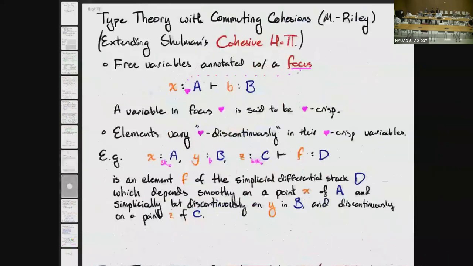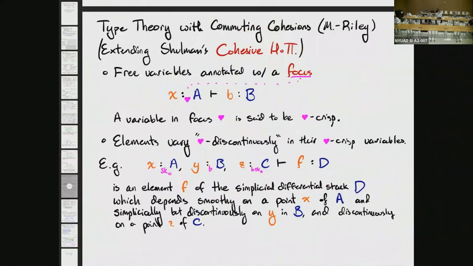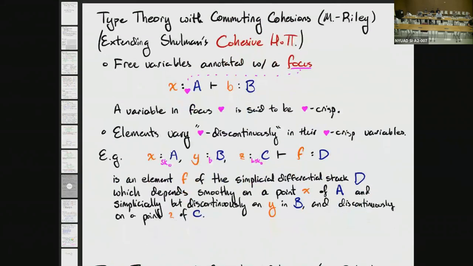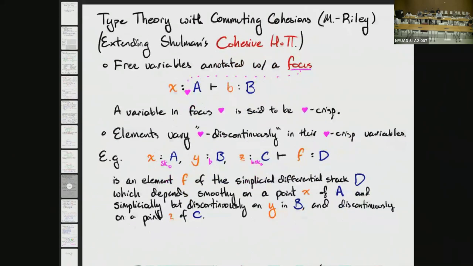Okay. So now finally we come to what we actually did. We extend Shulman's cohesive HoTT, which is sort of an extension to ordinary homotopy type theory. What it does is it changes the context. So remember that the context is a list of free variables together with the type that they have. And what we're going to do is annotate our free variables by what we call a focus. And there's a very good, if I may pat myself on the back, topos-theoretic reason for that term, which is a pun, which I will not say.